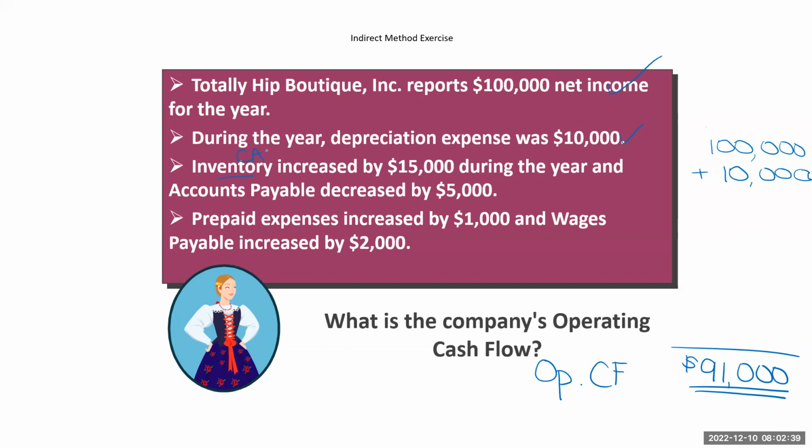Inventory, that's a current asset. If you have an increase in a current asset, you're going to subtract it. Accounts payable, that's a current liability. If you have a current liability decrease, you subtract.